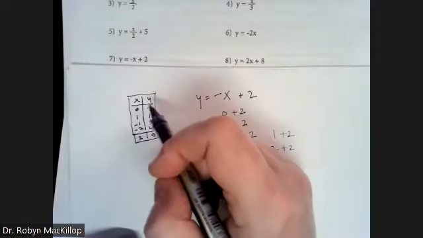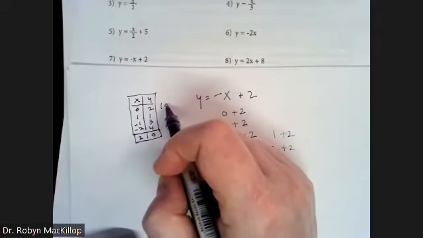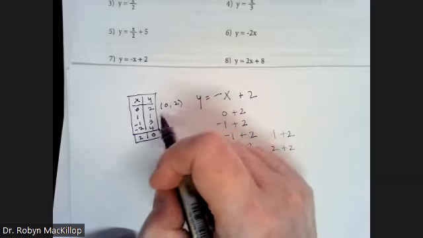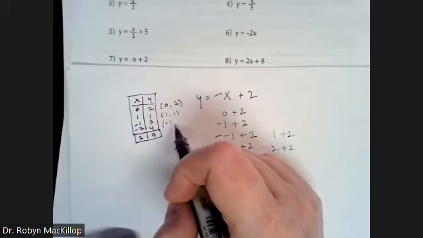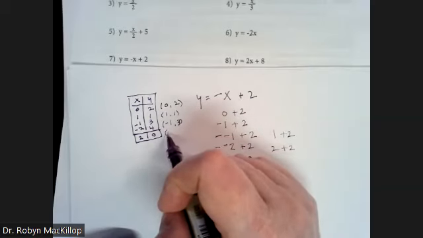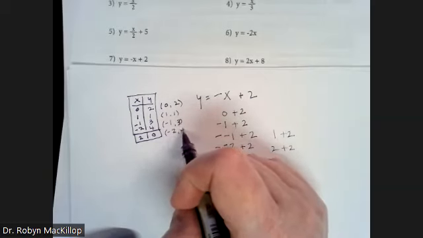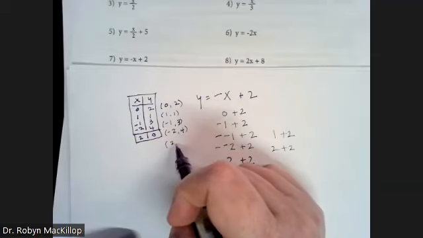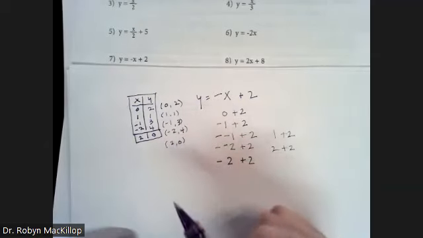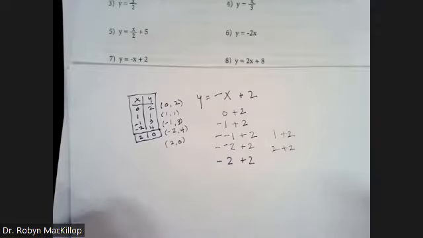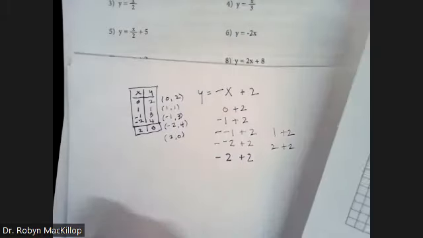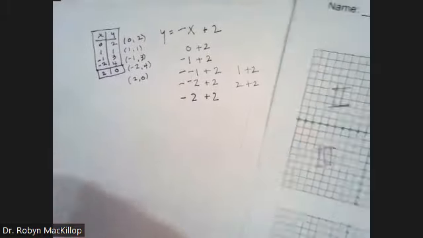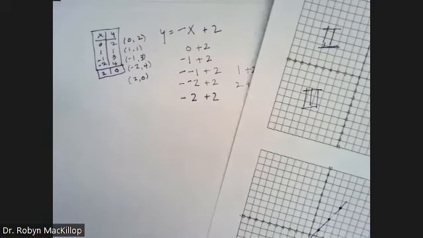And so now we've got our coordinates: 0, 2; 1, 1; -1, 3; -2, 4; and 2, 0. And again, you only need 2 of them to make a line, but you're doing it right if you place them all on the grid, because your lines will be straight.